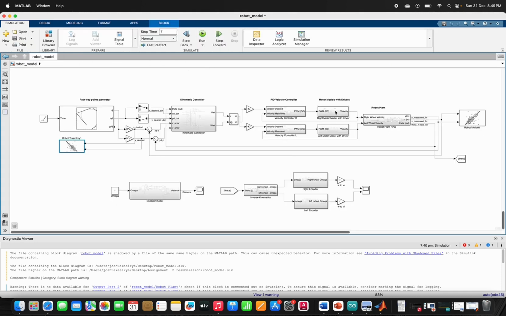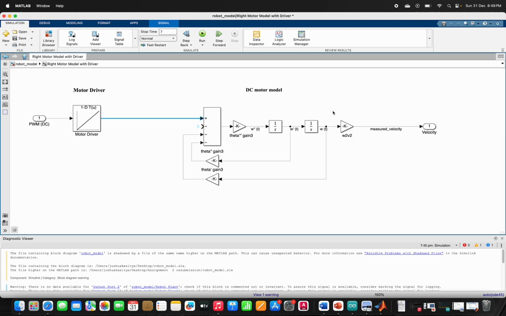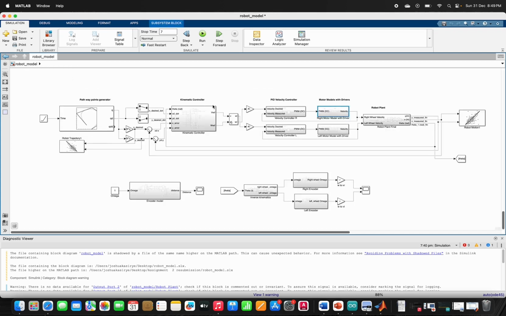Yes, and in this case we use the DC motor as the actuator. As you can see, this is the DC motor as the actuator. It basically helps us convert the desired coordinates into velocity, and then that velocity is what we feed into the robot, and the robot gives us the desired coordinates.